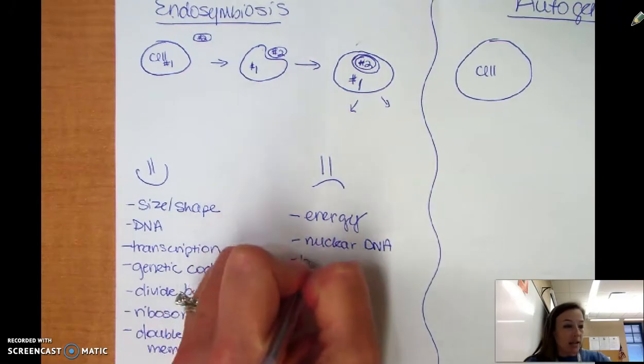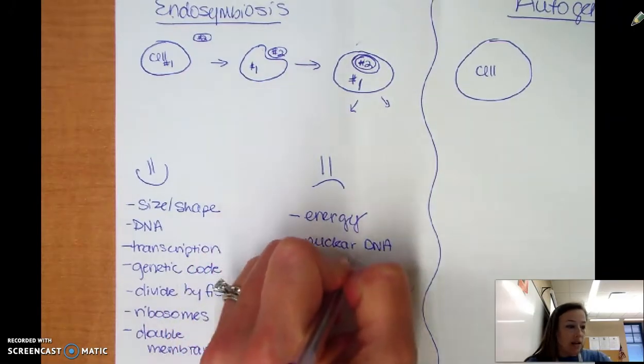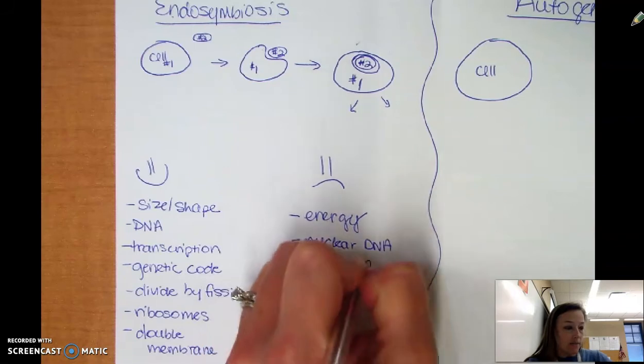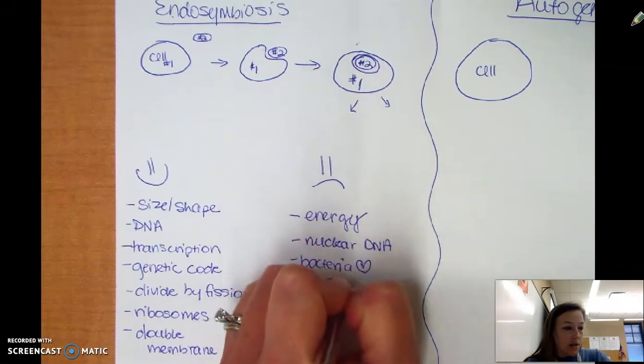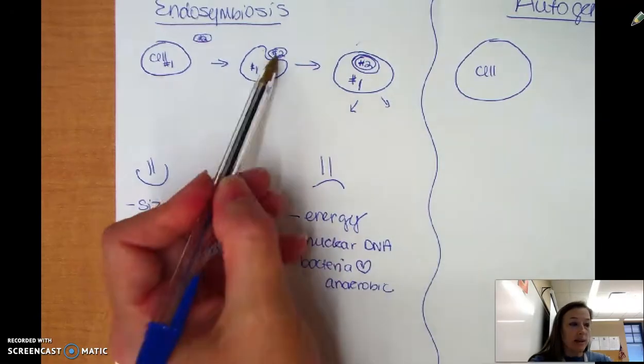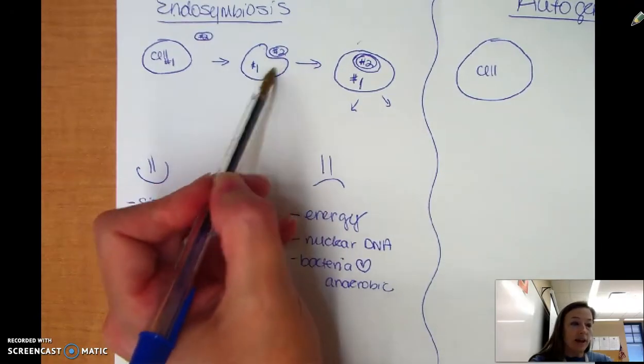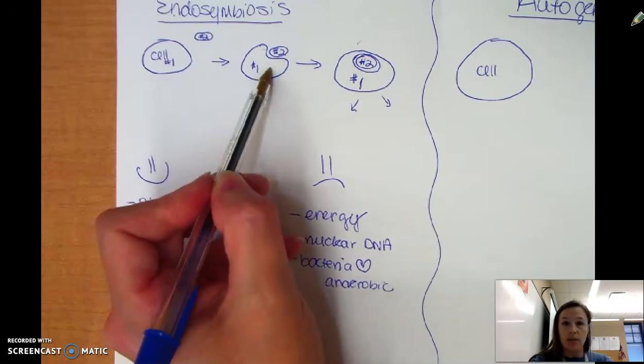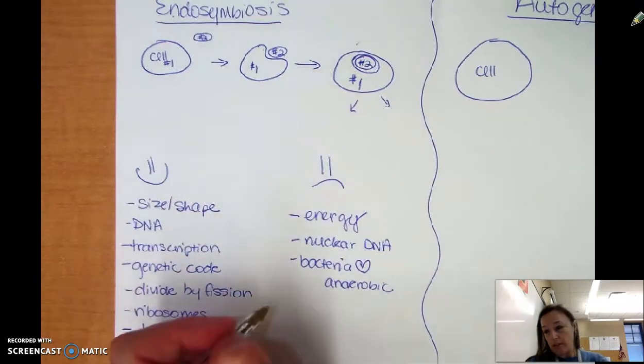Another is that bacteria love anaerobic environments. That's supposed to be a heart. But the cytoplasm tends to be aerobic. So if this was a bacteria, how would it have survived in this aerobic environment when it came in, if it was an anaerobic bacteria?